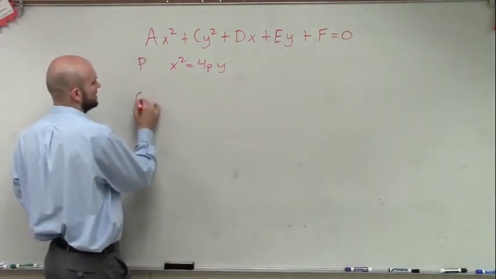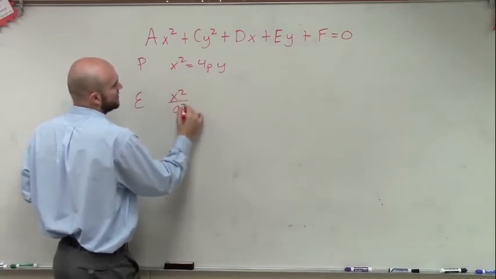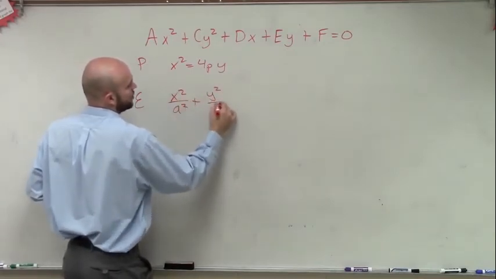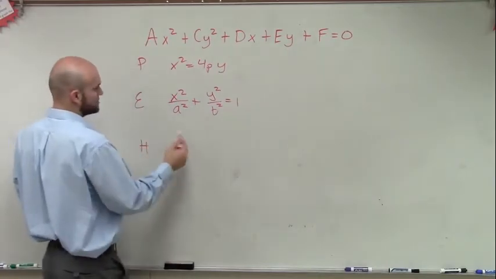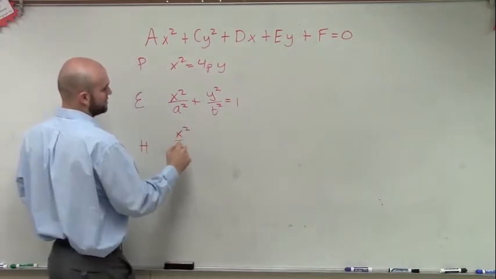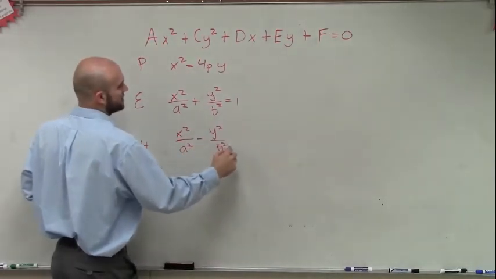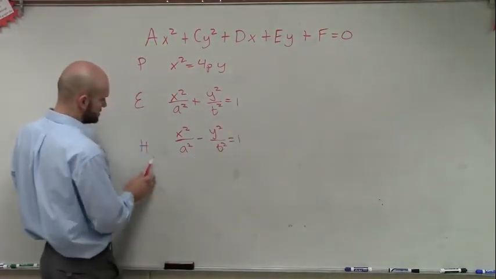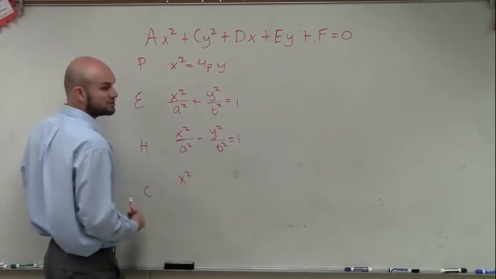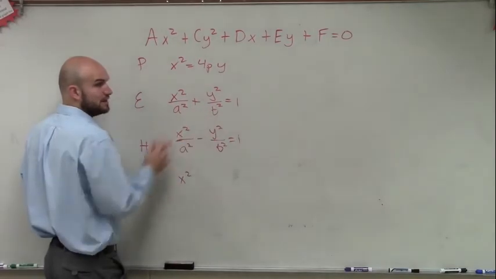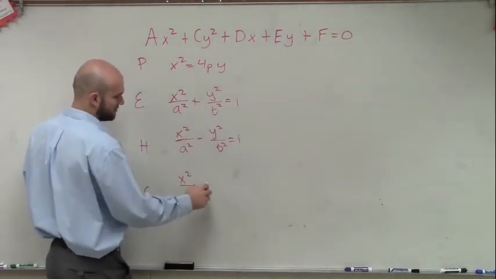Then we talked about an ellipse. And remember, an ellipse had x squared over a squared plus y squared over b squared equals 1. We had a hyperbola, which was x squared over a squared minus y squared over b squared equals 1. And then we also talked about a circle, which is a special type of ellipse, where a and b are equal to each other. So we can just use a squared for each one.